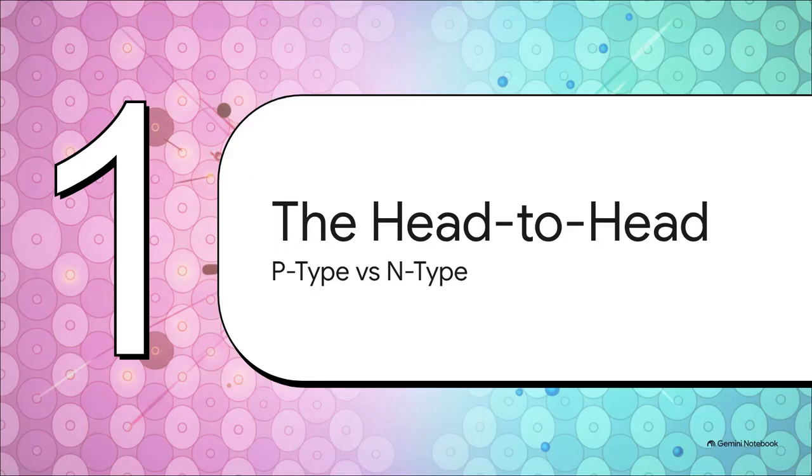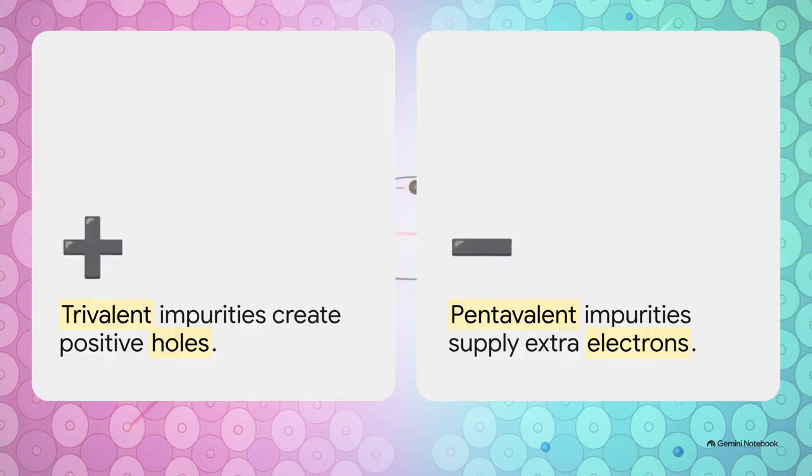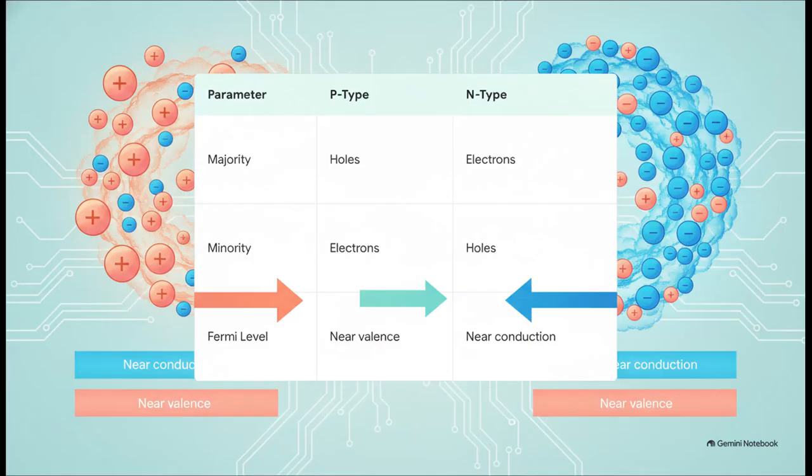Now for the showdown, the head-to-head clash, P-type versus N-type. The core difference really lies in the doping process itself. On one side, our P-type relies on trivalent impurities to create positive missing spaces, or holes. On the flip side, our N-type uses pentavalent impurities to supply an abundance of negative free electrons. When we compare the parameters side by side, we see an exact inversion.